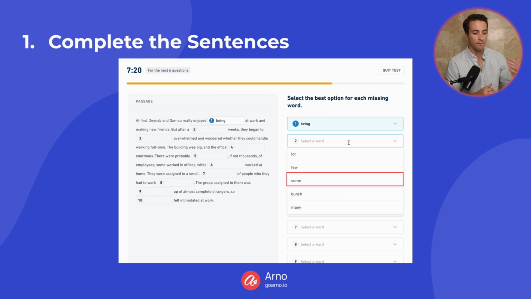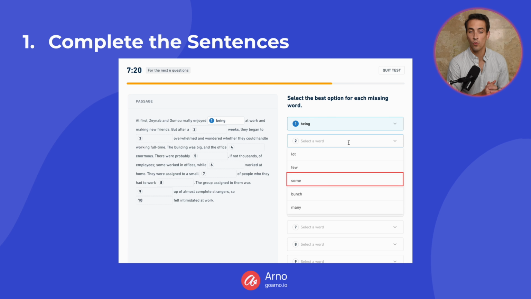Some. But after some weeks, they began to. Is that grammatically correct? No. If there was no "a", so if the sentence was "but after some weeks they began to," that would be grammatically correct. However, there is an "a", and "but after a some weeks" is grammatically incorrect. So we can rule out that option as well.